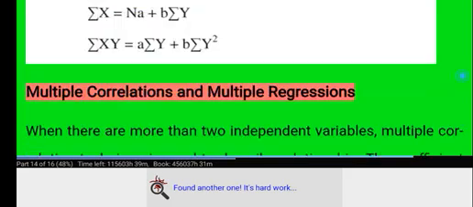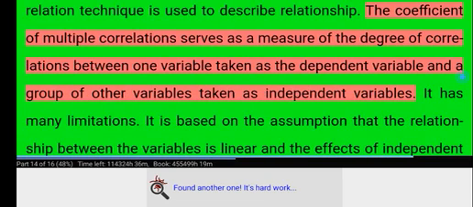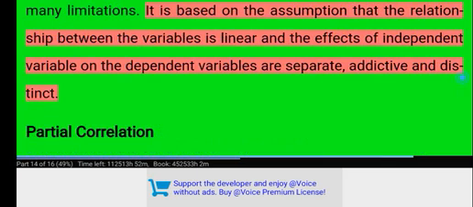Multiple correlations and multiple regressions. For more than two independent variables, multiple correlation technique is used to describe the relationship. The coefficient of multiple correlations serves as a measure of the degree of correlation between one variable taken as a dependent variable and a group of other variables taken as independent variables. It has many limitations. It is based on the assumption that the relationship between the variables is linear and the effects of independent variables on the dependent variable are separate, additive and distinct.